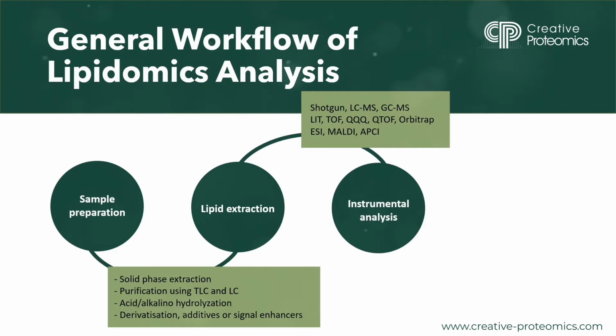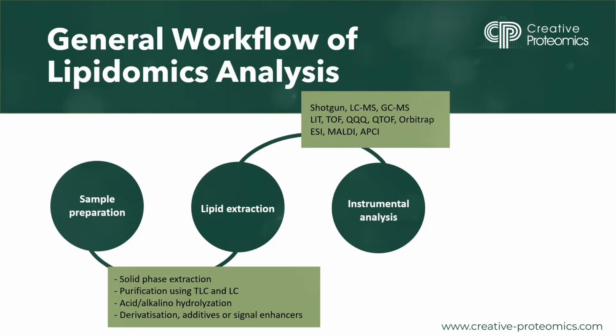Different mass spectrometers such as linear ion trap, time of flight, triple quadrupole, quadrupole time of flight, and orbitrap are used in lipidomics analysis. Additionally, various ion sources are utilized in lipidomics analysis to facilitate ionization and ion transmission to the mass spectrometer. Commonly used ion sources include electrospray ionization, matrix-assisted laser desorption ionization, and atmospheric pressure chemical ionization.